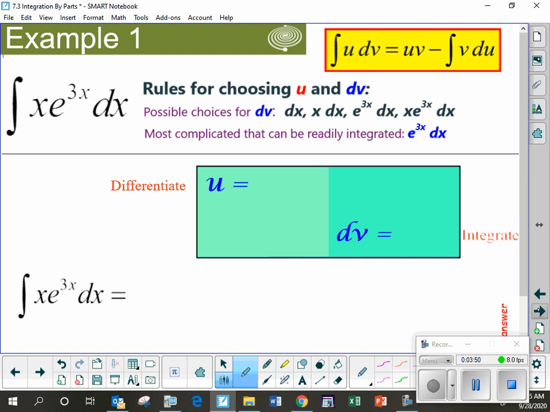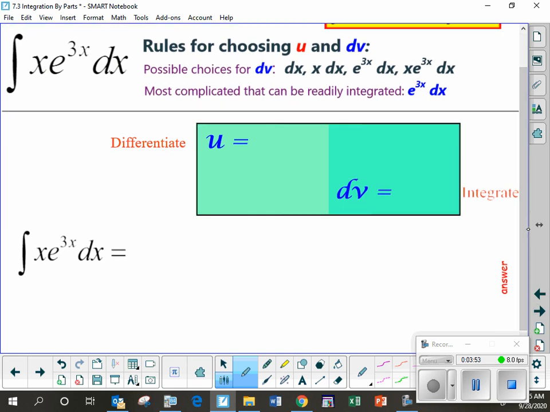Rules for choosing u, let's see. For this one, if I have x e to the 3x, I have an algebraic term as well as an exponential term. So I'm going to let the algebraic be u, because I'm thinking LIATE, algebraic before exponential. So we're going to let u equal x, and then this is going to be my dv. dv is e to the 3x dx. I think downwards is derivative, so du equals dx in that case.